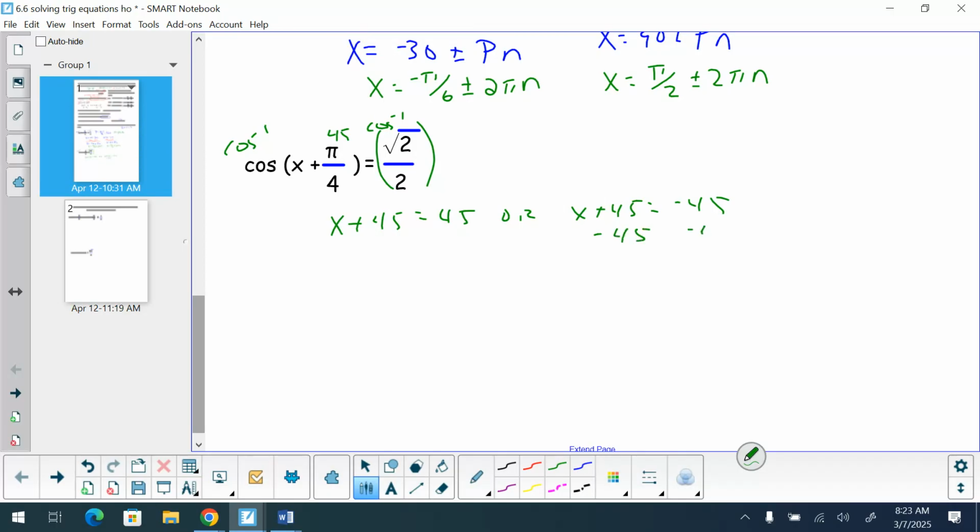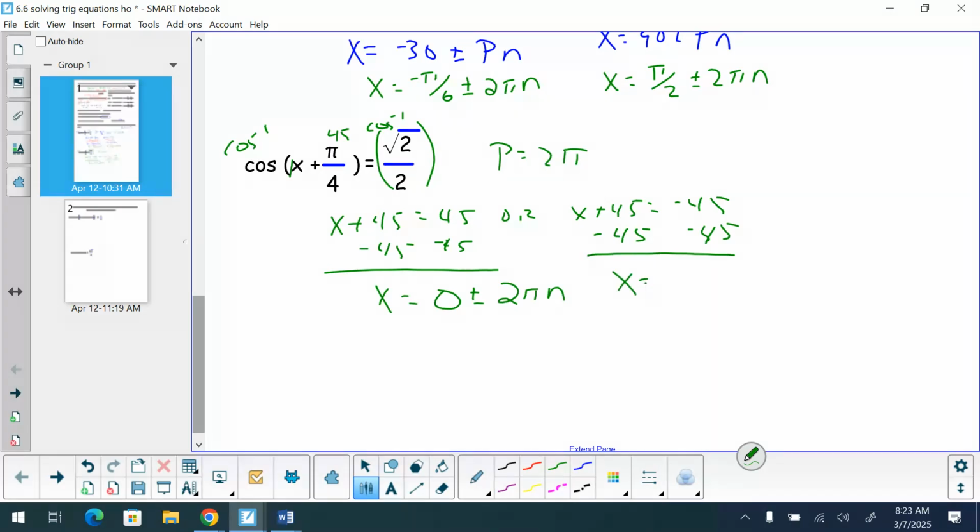Subtract 45 from both sides. So x is equal to 0 plus or minus. The B value is a value of 1, so the period is going to be 2 pi. So we have 2 pi n. And here we have negative 90 plus or minus 360 n. So we have x is equal to negative pi over 2 plus or minus 2 pi n. So those are our two general solutions.